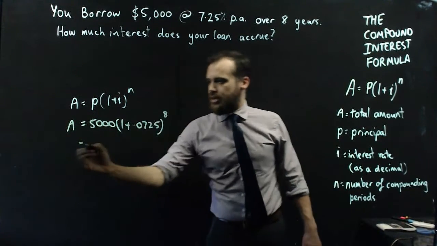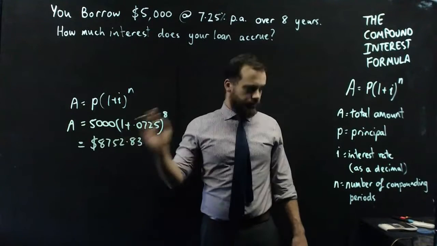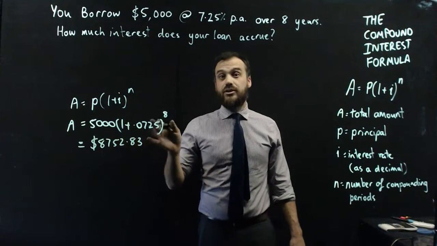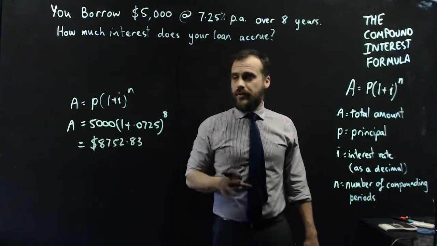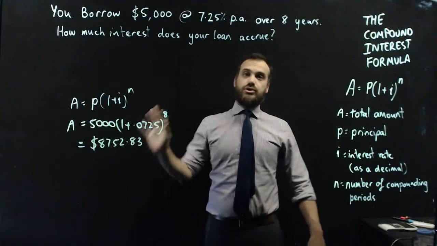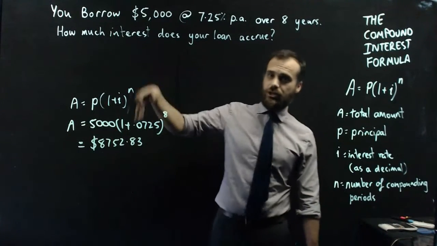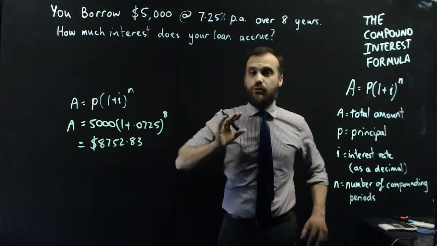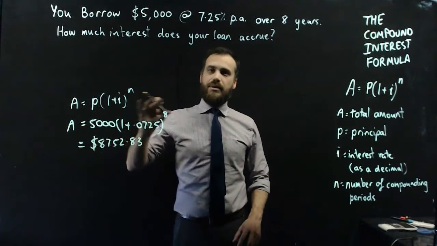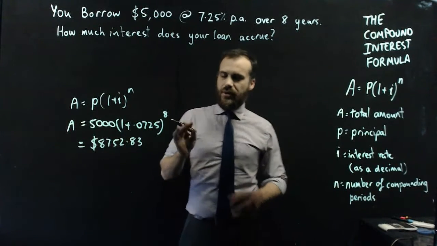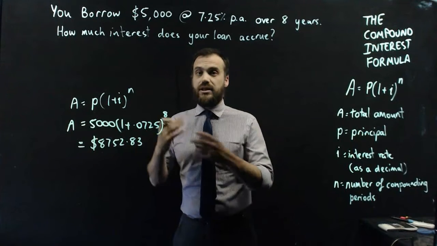Okay, if I type all of that into my calculator, I'll get this much, $8,752.83. And a lot of people in an exam where they were asked this question would stop. I did the compound interest formula, I shoved everything in, and I've got an answer. But they are wrong. Because that's not how much interest you accrued. That's how much you're going to have to give them back.